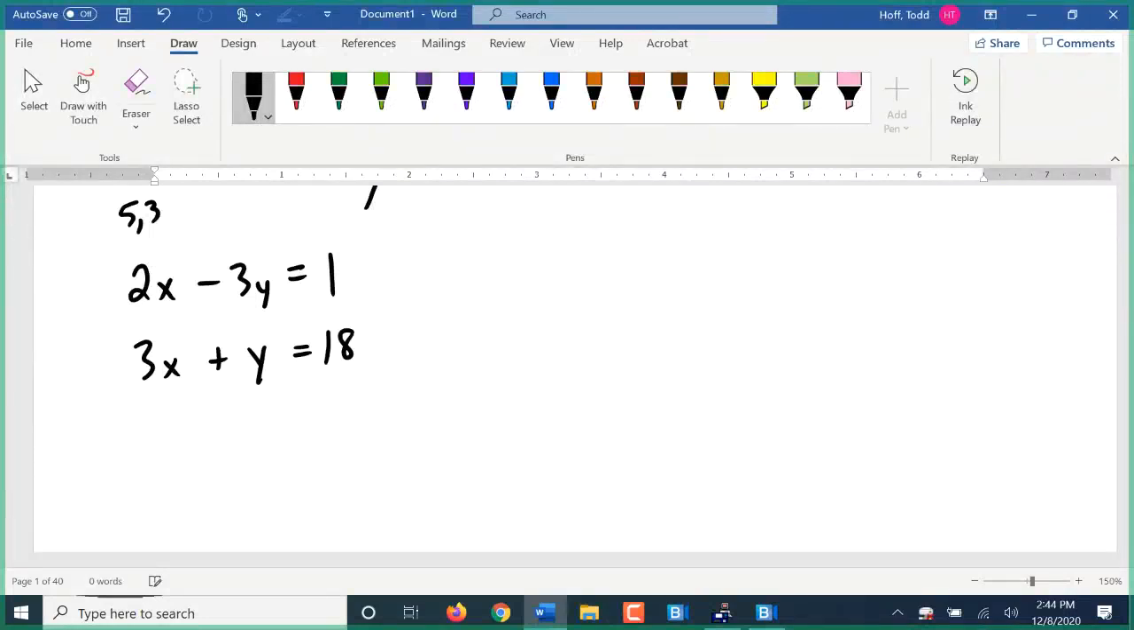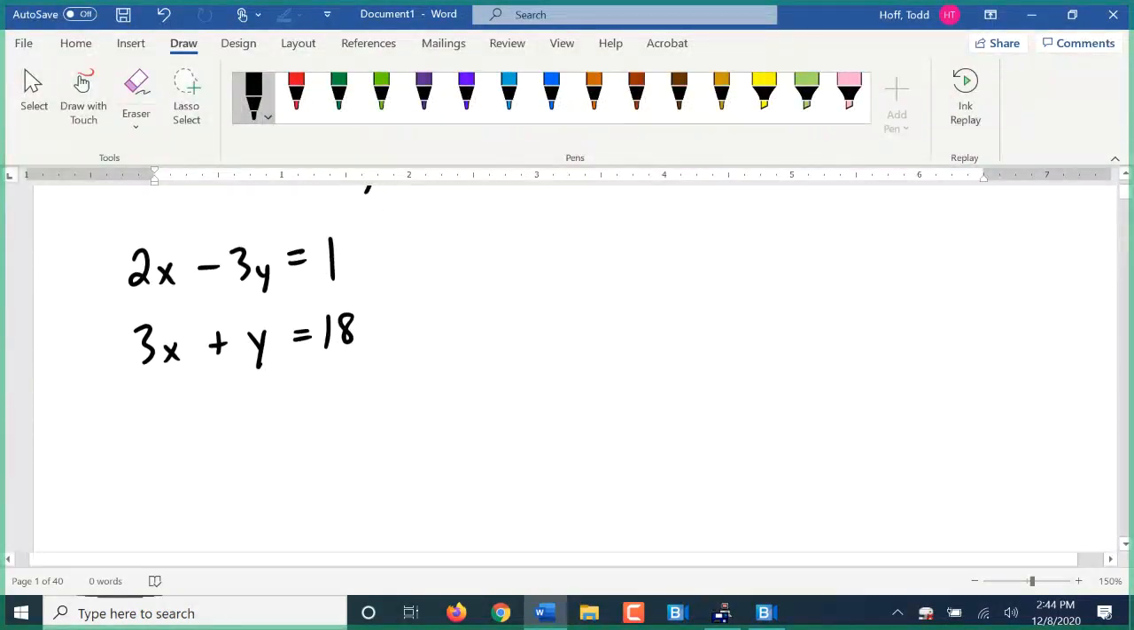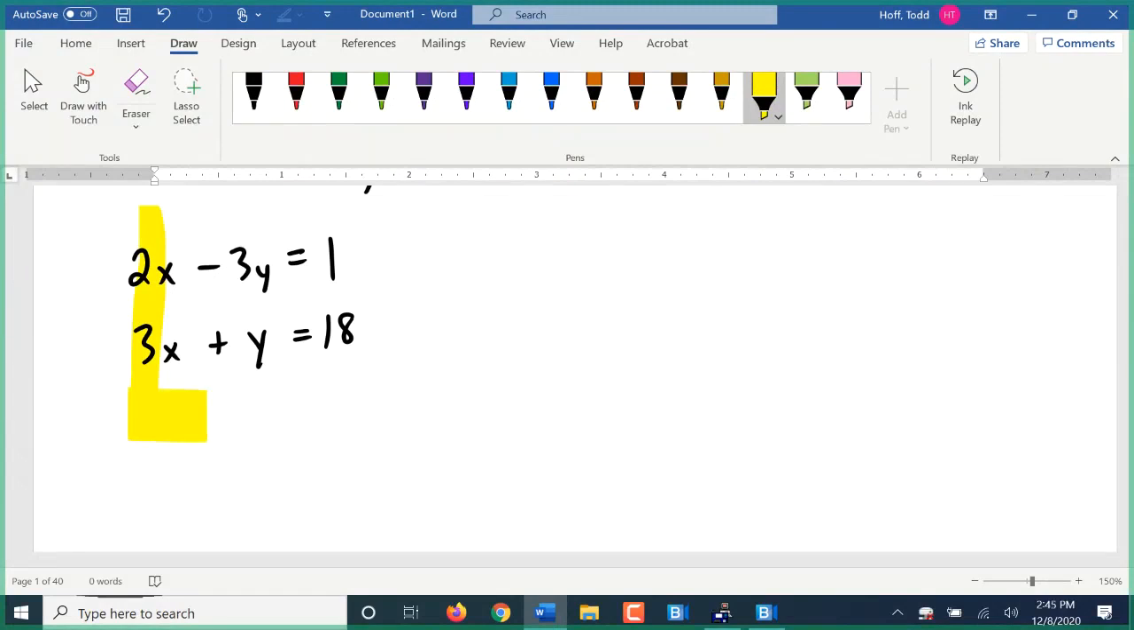So here's our system. 2x minus 3y equals 1, and 3x plus y equals 18. We have a system of equations. Notice that just like when we did the addition method, we're lined up, and we have to be this way. X's, y's, equals, and the constants. We have to be lined up that way, or this will not work. So I'm going to label this. That's the X column, the Y column, and the constant column of numbers.